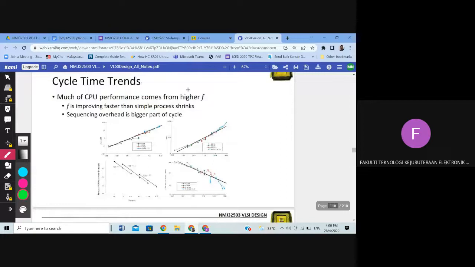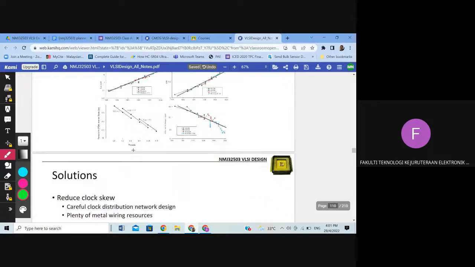So this is for your information. You will see the trend in CPU performance toward higher frequency. You can look into the textbook and read on your own.